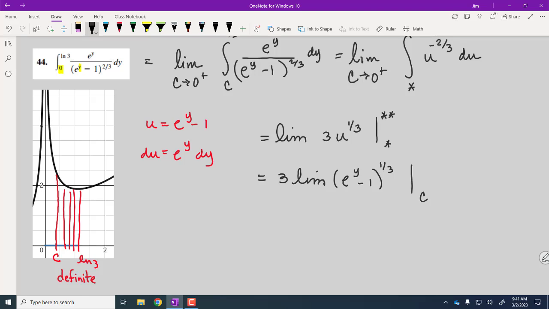We're going from c over to natural log of 3. All right, so there we've integrated the definite integral. Now we just have to plug in the limits. Any question on the integration itself?